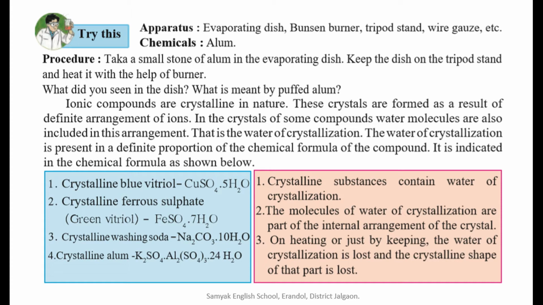So crystalline substances do have water molecules, and the molecules of water of crystallization are a part of the structure of the crystal. On heating, or just by leaving the crystalline substance as it is, the water of crystallization is lost slowly, and the crystalline shape is also lost, because the crystalline shape is a result of the combination of that chemical compound with water molecules.